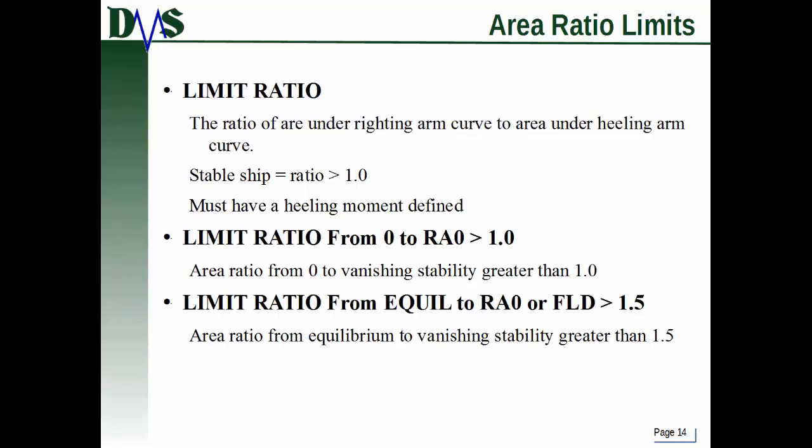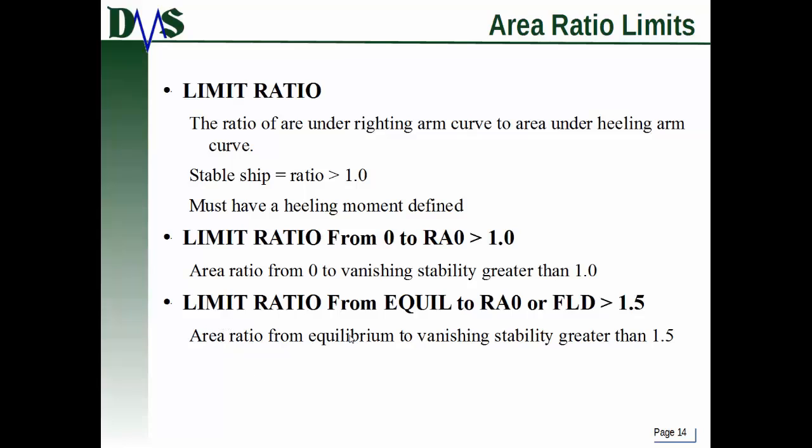So how would you code this in? Same thing as limit ratio from 0 to RA0 must be greater than 1. That's saying the area ratio from 0 to the point of vanishing stability has to be greater than 1. That is the ratio of, like I said, righting arm to heeling arm. So we're saying if you go all the way from 0 to the angle of vanishing stability, your righting arm had better have as much area under it as your heeling arm.